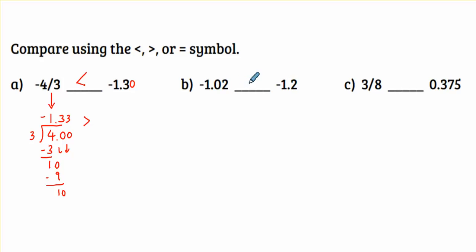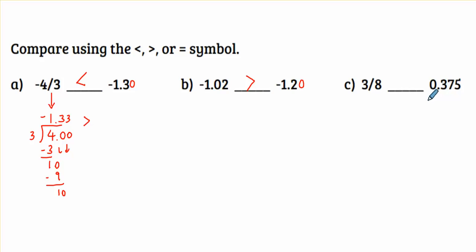Okay, same thing here. You're just going to want to add a 0 so we can compare. And again, think in terms of money, right? Like if these were both positive, this would be $1.02 compared to $1.20. So if they were both positive, the $1.20 would be bigger. Since they're both negative, this one is bigger. So in this case, that would be the greater than symbol.